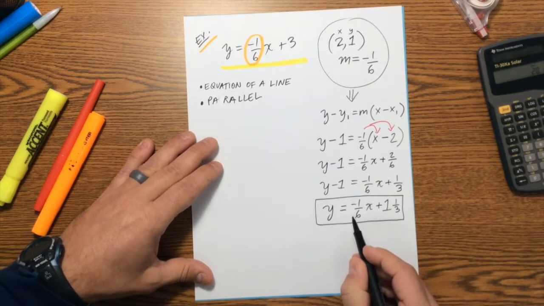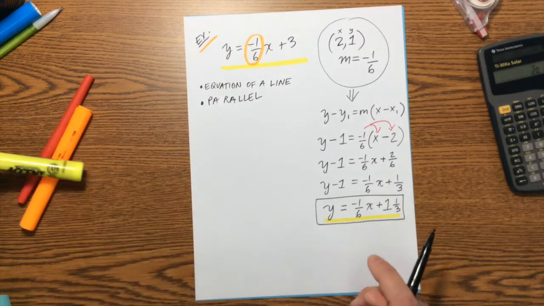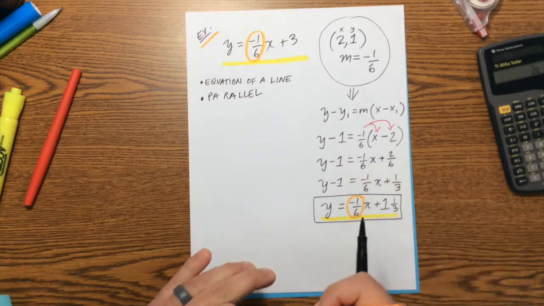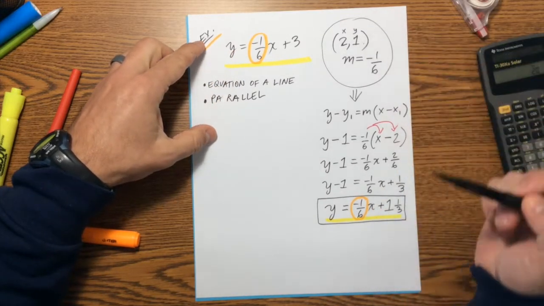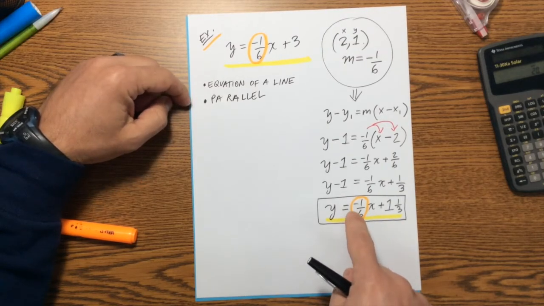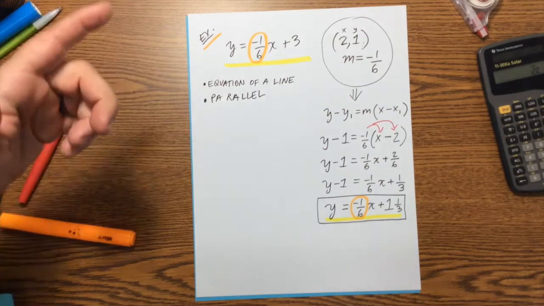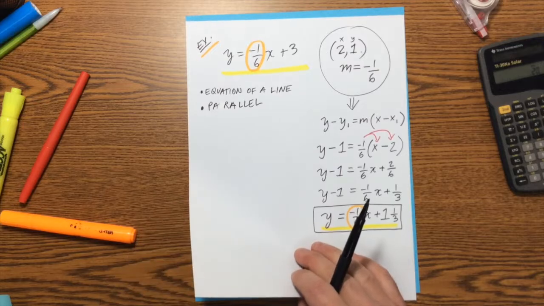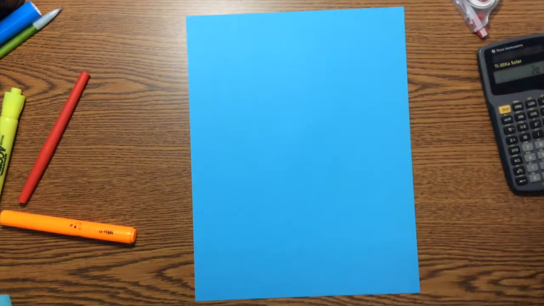So this line, the line that I just came up with right here, is parallel to this line. And I know that because both the slopes are the same. Okay? And this line also goes through this point. So both of these lines are parallel. And this is the equation of a line that runs through this point and is parallel to this. Okay? Let's do one more example that is sort of like this, and then I will go ahead and give you your homework. Okay?